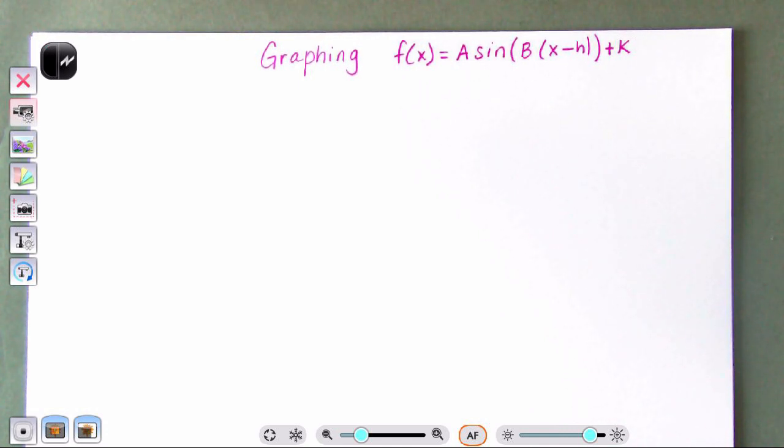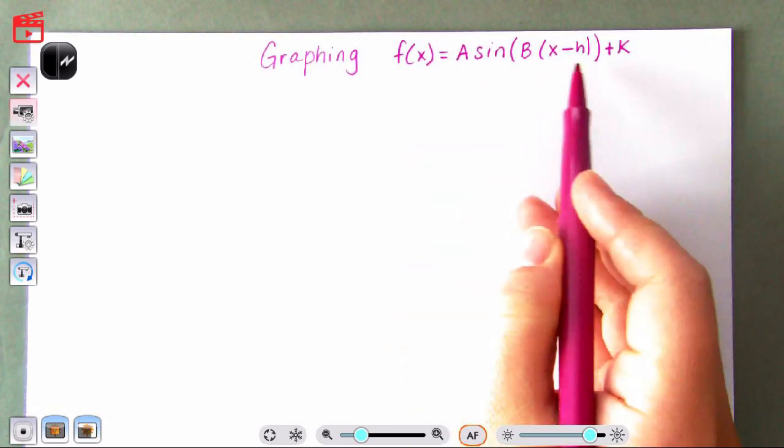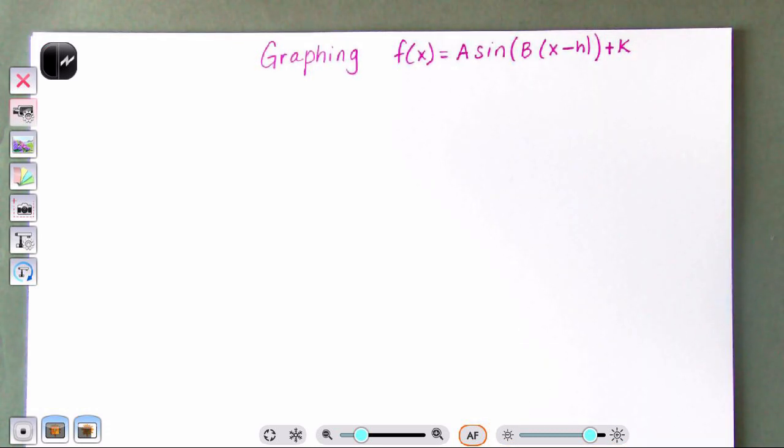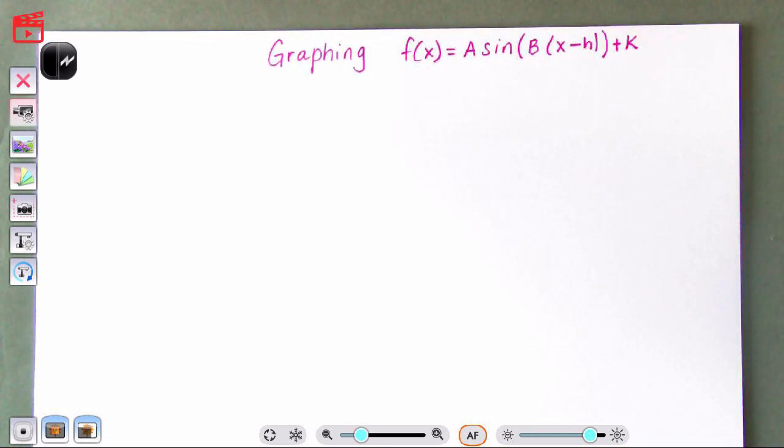Today we're going to be graphing our sine function. Now, this sine function will have transformations in it, translations. So let's go ahead and get started. Before I dive into this form here, let's go ahead and graph our original parent function.